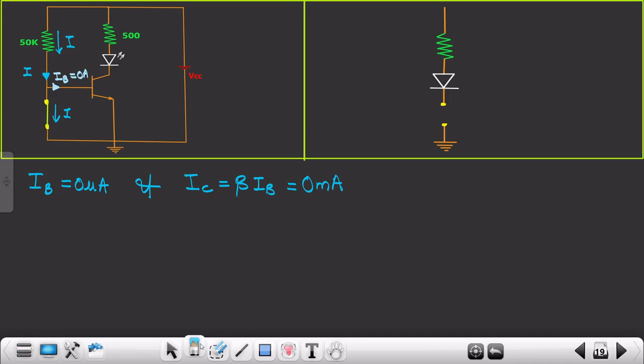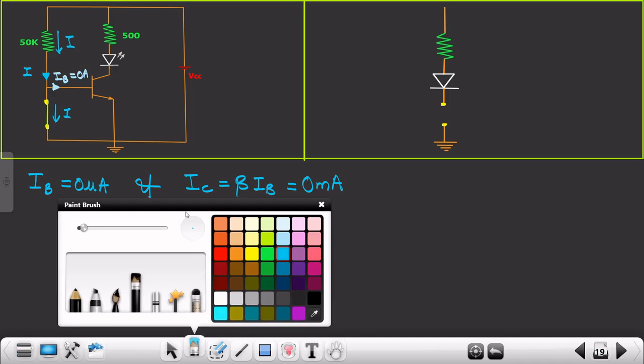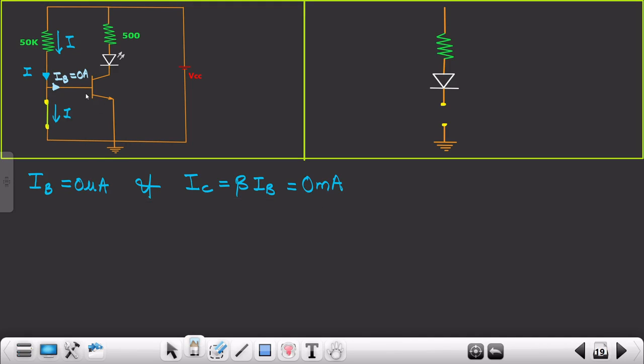Since IB is 0, obviously there won't be any voltage drop across this base emitter junction. So your VBE is less than 0.7 volts, and therefore your I is almost equivalent to IC, and therefore it would be 0. You can also prove this particular case in this way. It's up to you. That is not important. What is important is this.